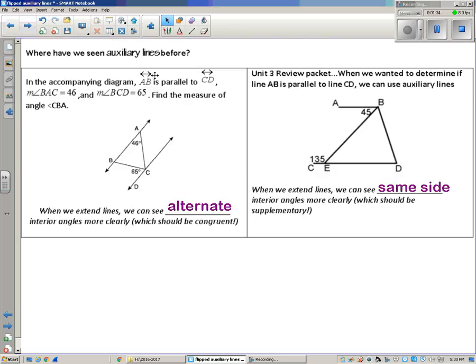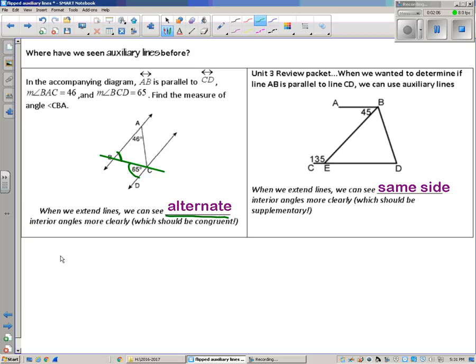We have seen auxiliary lines before, we just really never had a name for it. So if you look at this example on the left in the accompanying diagram, they're giving us some angle measurements and want us to find the measure of angle CBA. So what you would have to do in a problem like this, we asked you guys to maybe consider extending the transversal BC. And when you do that, you might be more easily able to see that we have some alternate interior angles right there, and we can solve for the missing angle. So we know we have alternate interior.